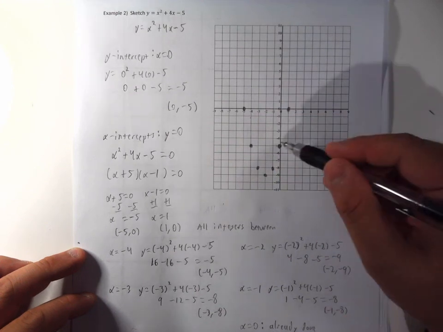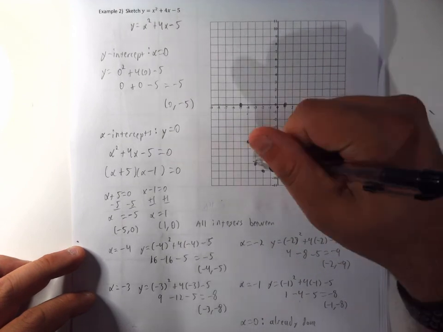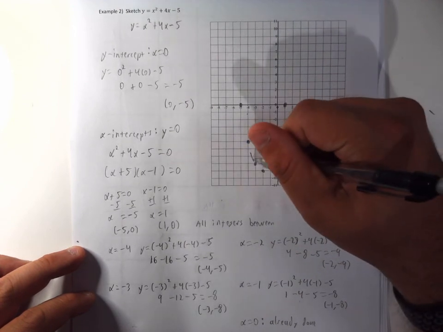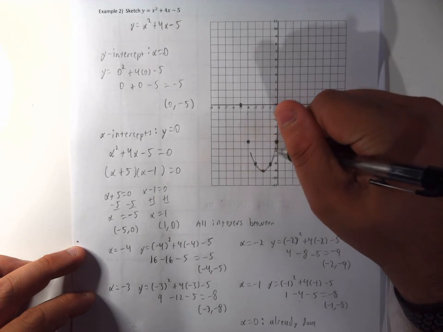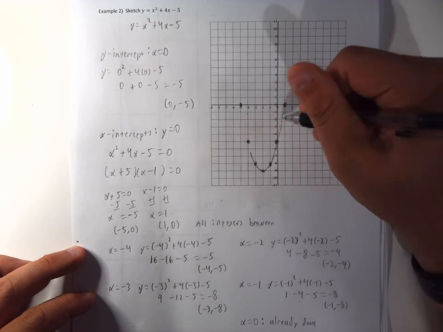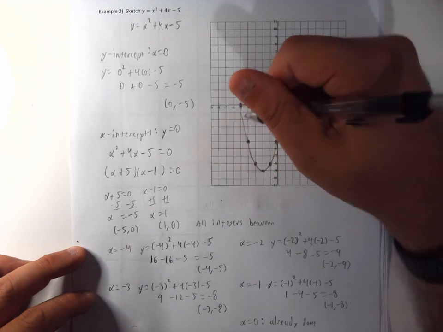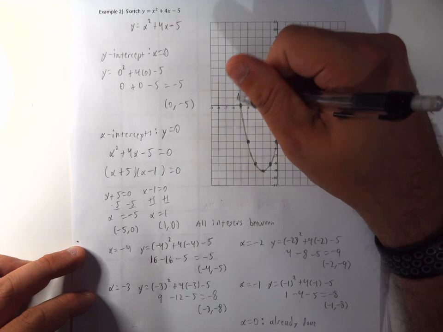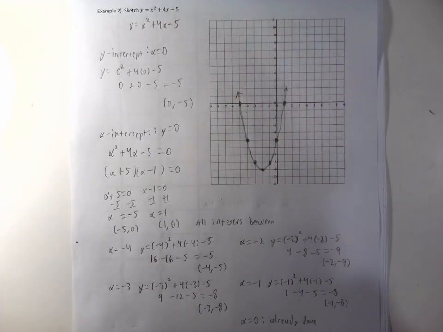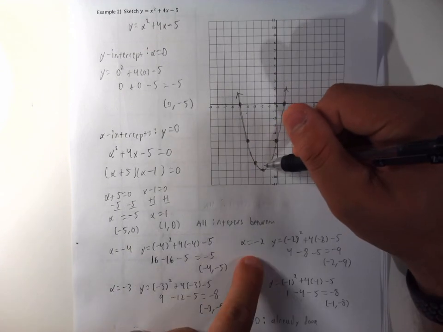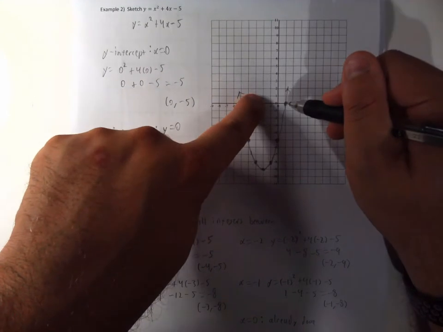Okay, and 0 was already done. So all I need to do is put the curve through. It's a parabola. All right, so that's what we're going to do. Again, we shouldn't expect computer level accuracy out of ourselves. As you can see, the x-coordinate of the vertex is halfway between the x-intercepts. 3 over, 3 over.